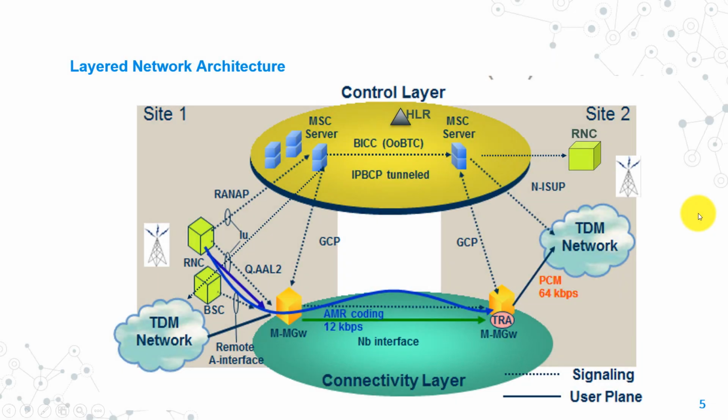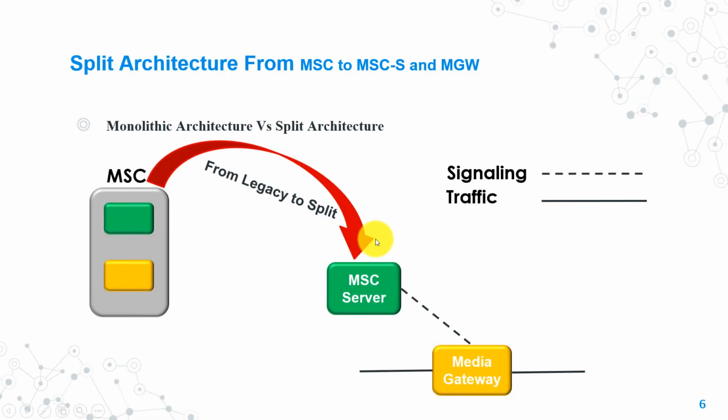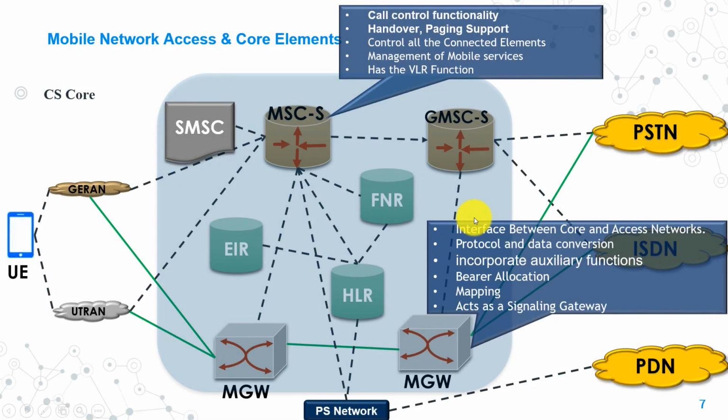Then we will have a high-level view about the CS core network, from protocols and type of nodes perspective. After that we will explain the difference between the legacy and split architecture, and how the core network evolved from legacy MSC to split MSC server and media gateway. Then we will have a very good chance to know the role of each mobile network nodes, starting from the radio access nodes in 2G and 3G, passing by the core network nodes.